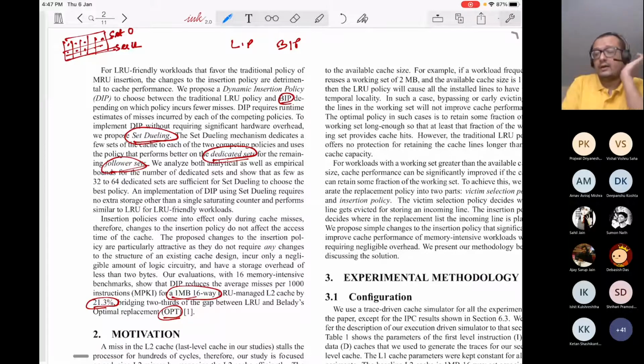And then for the rest of the sets, assuming your cache has 1000 sets, if you do this experiment, let's say on 32 sets, which are known as the dedicated sets, then the rest of the sets are known as follower sets. And the follower sets use LIP or BIP depending on who wins this, right? The winning policy is the policy that provides better hit rate, or a better reduction in miss rate.